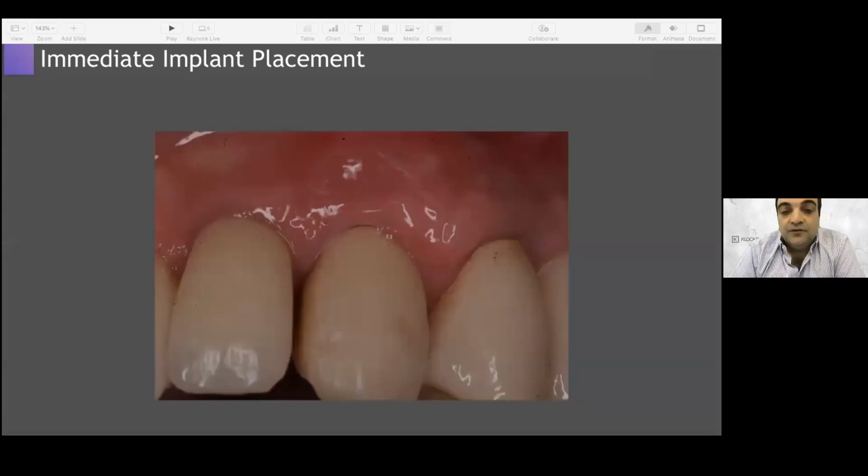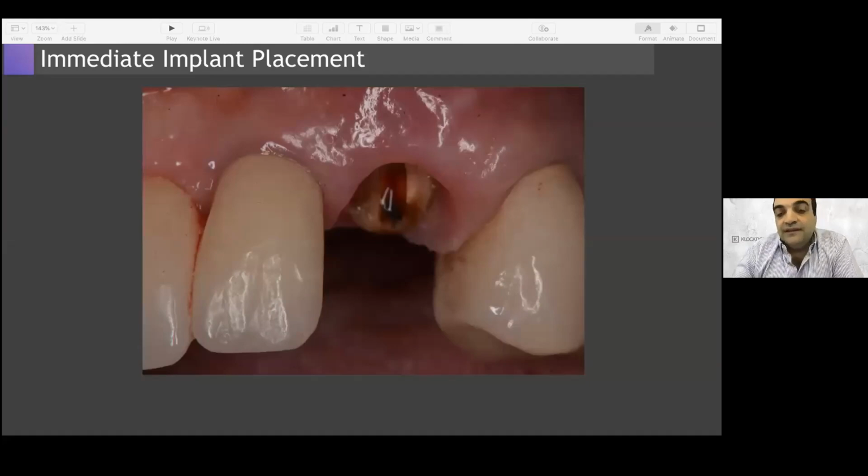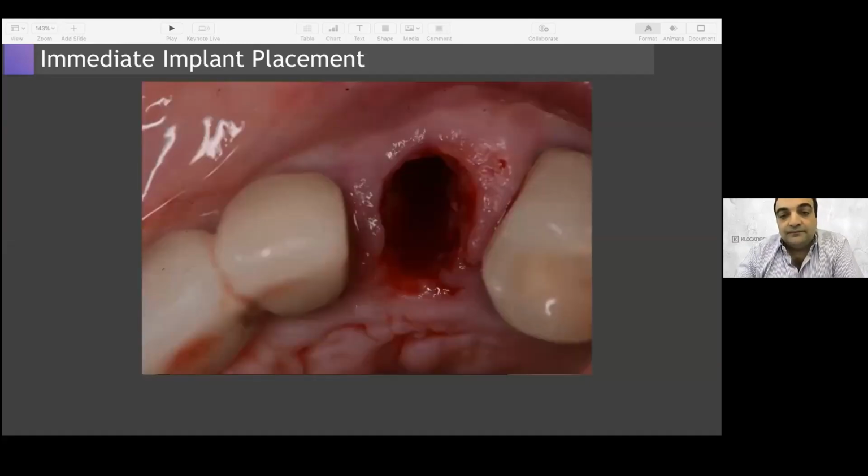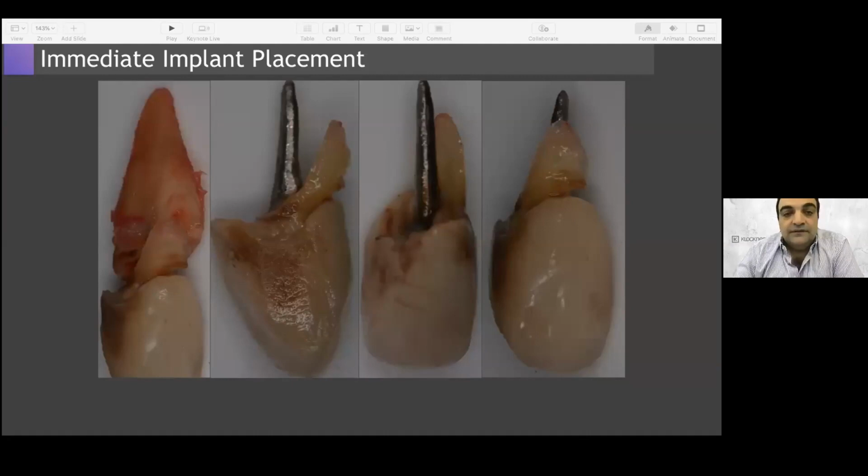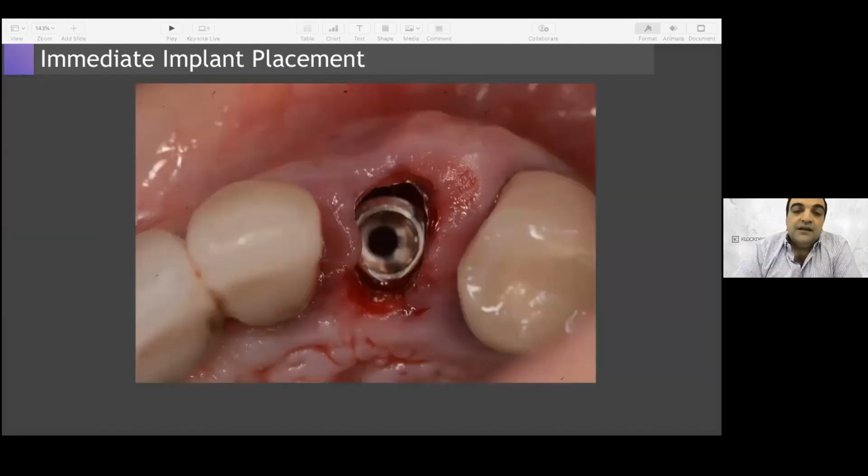This is also another case. It's a canine, a fractured canine. We did the extraction of this canine. This is the fractured canine. And here, to show you that if we do it right, we are going to have a very nice result, even if you use a tissue level implant.